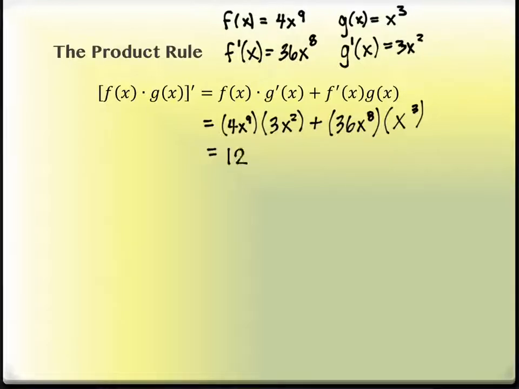4 times 3 is 12. x to the 9th times x squared is x to the 11th. 36 times my 1, if the other one is 36, x to the 8th and x cubed is x to the 11th. And what is 12 plus 36? 48x to the 11th, which is exactly what it was when I multiplied them together first and took the derivative second. So this, although it doesn't feel intuitive, it isn't what we wished and hoped for, is in fact the product rule. It's what works.